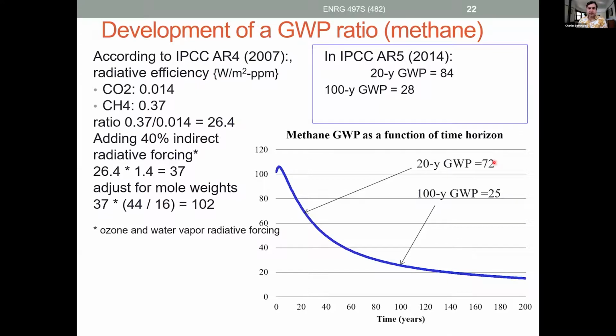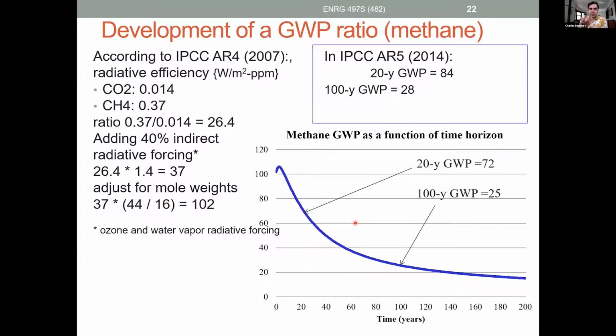The science has become more accurate over the last decade, and so by the time we got to Assessment Report 5, that 20-year global warming potential value for methane is now 84. So 1 kilogram of methane emitted, 20 years later, looks like 84 kilograms of CO2. Over time, methane decomposes. UV radiation cracks that carbon and hydrogen apart. The hydrogen finds an oxygen molecule, makes water. Carbon usually finds an oxygen molecule and makes CO2. So methane kind of hits twice.